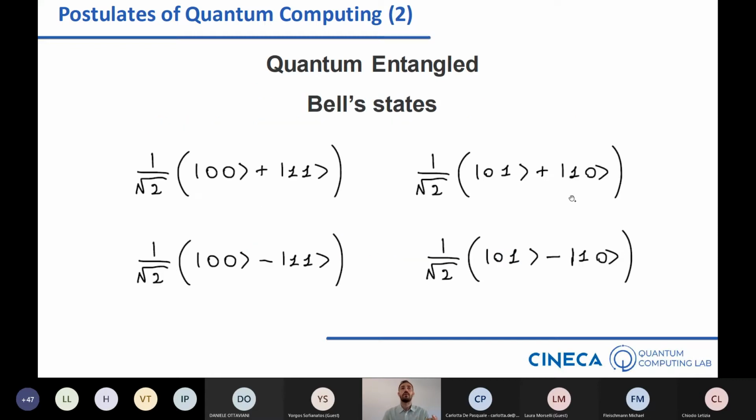An example are the Bell states, like this one that we are going to see a lot in this lesson. Take the first one. There is no way I can separate the first qubit from the other with some tensor product. So these are entangled states.